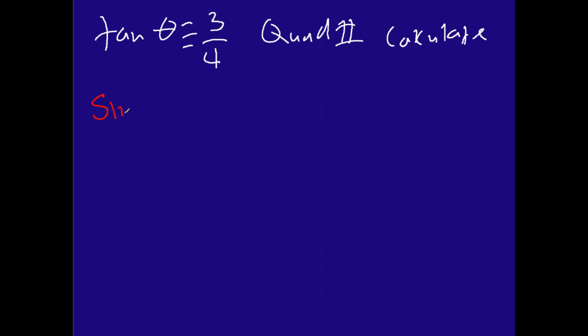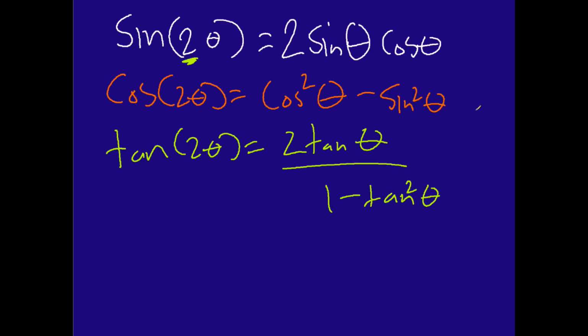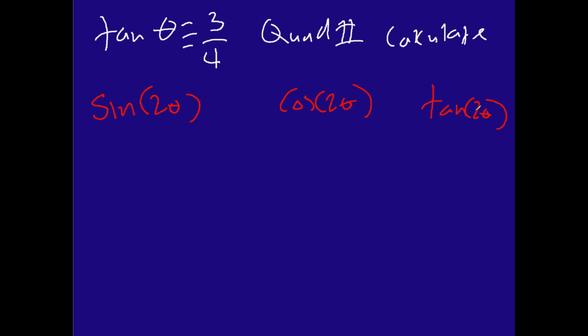We're going to figure out sine of 2 theta, cosine of 2 theta, and tangent of 2 theta. Essentially, we're going to use each of these formulas on the prior screen and plug in the appropriate numbers. Now, what we need to do is visualize this. That'll be the first step.